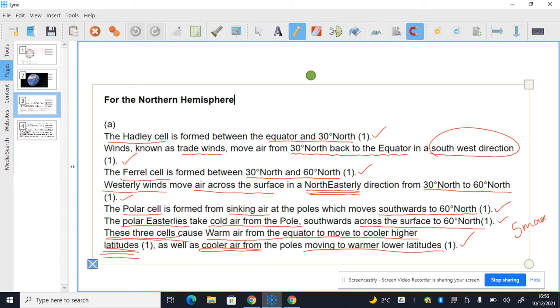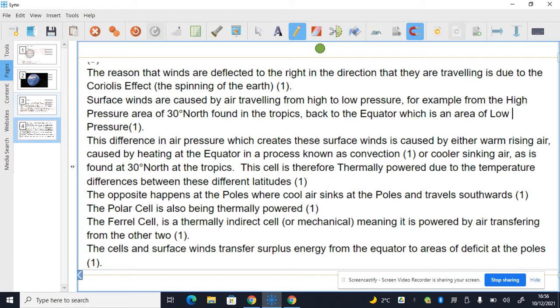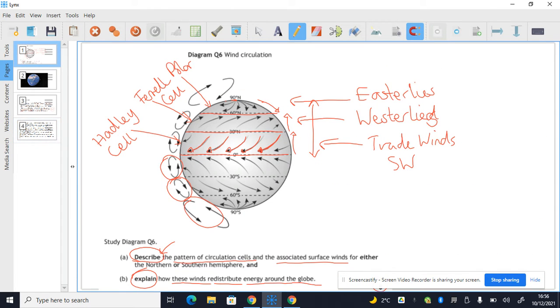And notice, if you wrote these 2 things, you'd actually get credit for them. But once again, once you've achieved your 5 descriptive marks, that is as much as you can get. So let's have a look at the final 3. Now, there's lots of ideas that you can write to get your additional marks. One of them is, why do we have this deflection of winds? So let's just have a little look back.